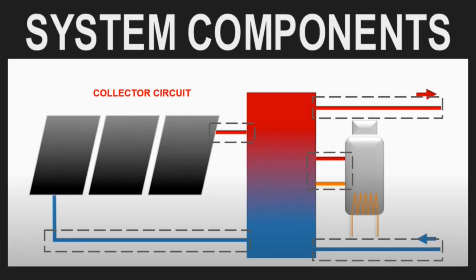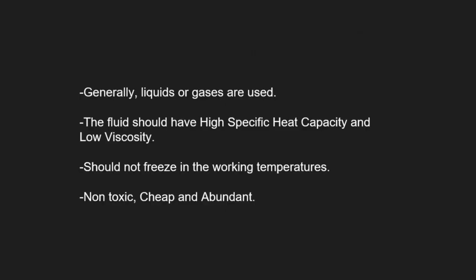Basically, in the collector circuits, generally fluids with high specific heat capacity or high heat radiating capacity are used, like water, oil, or air. As mentioned, generally liquids or gases are used. The fluid should have high specific heat capacity and low viscosity. Low viscosity because the movement should be continuous and very easy, and high specific heat capacity so that it has a high heat retaining capacity.